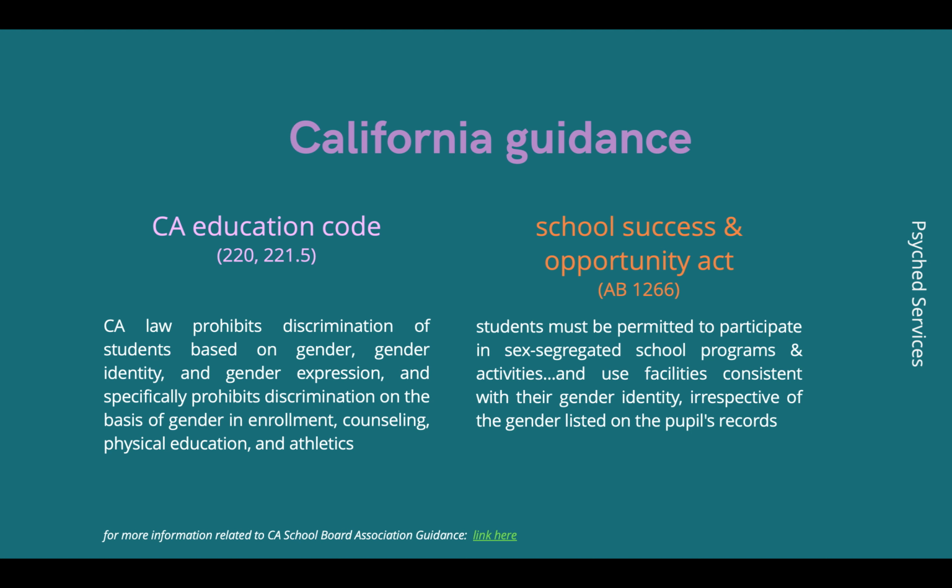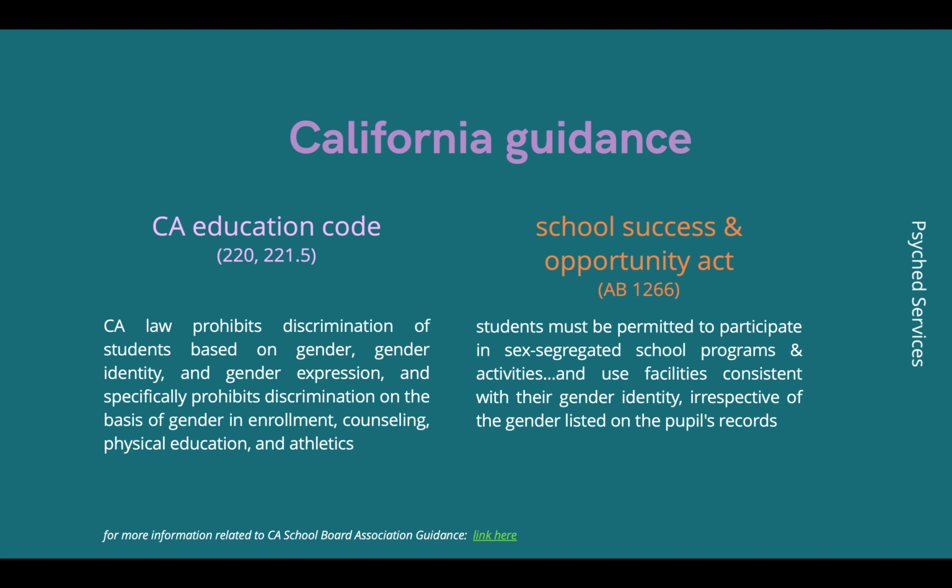First we have the California Education Code, which also prohibits discrimination based on gender, gender identity, gender expression, and prohibits discrimination on the basis of gender for enrollment, counseling, PE, athletics, generally all the things that a student might want to participate in related to education.